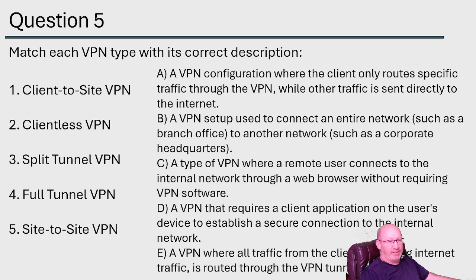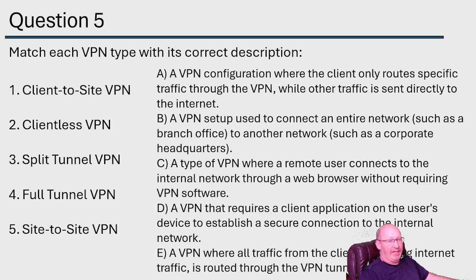That leaves C. A type of VPN where the remote user connects to internal networks through web browsers without requiring VPN software. Interesting technology. I like this technology, but you probably guessed it's clientless. So 2 would be C, clientless VPN. Then we have D, a VPN that requires a client application on the user's device to establish a secure connection to the internal network. What do you think about that one? D, well, that's going to be client-to-site VPN.